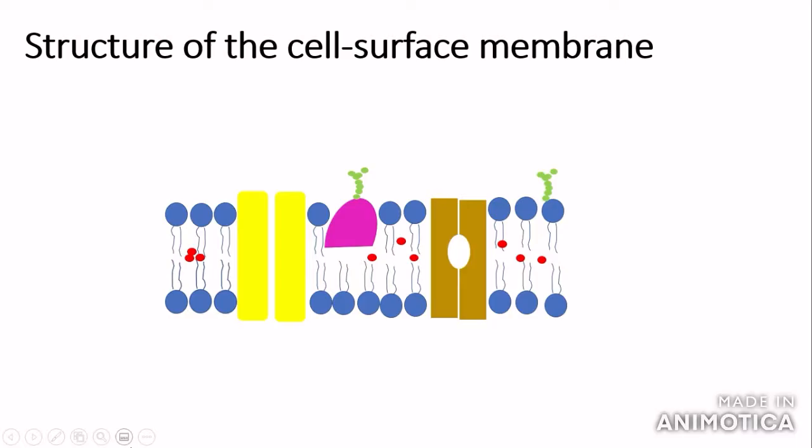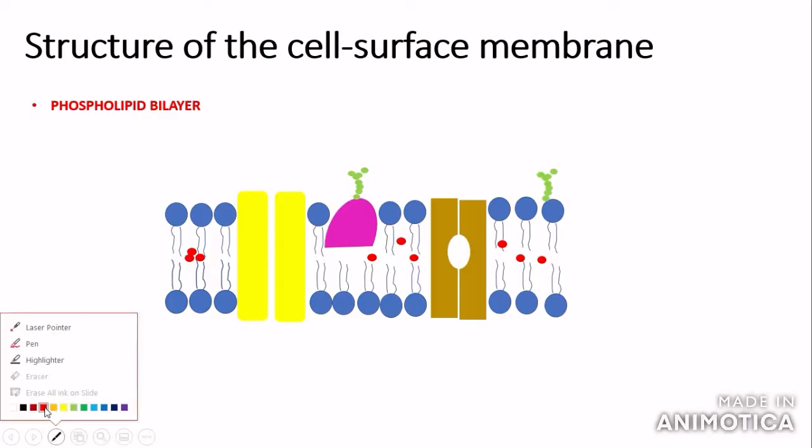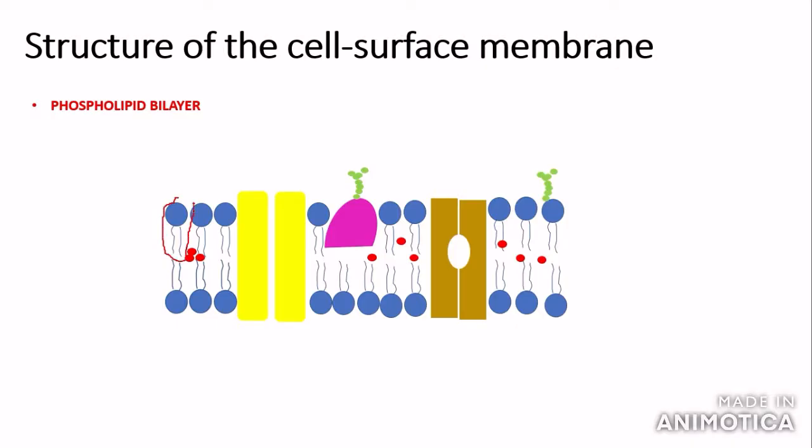So here I have created myself the basic structure of the cell surface membrane. Now this is the key term that you need to remember. The cell surface membrane is almost always a phospholipid bilayer. So as you can see, I'll just get my pen out here. This here is a phospholipid, this kind of tadpole-like structure if you like. And there are two layers of that, which is why it's called a phospholipid bilayer.